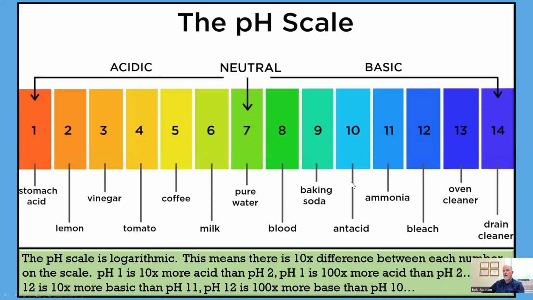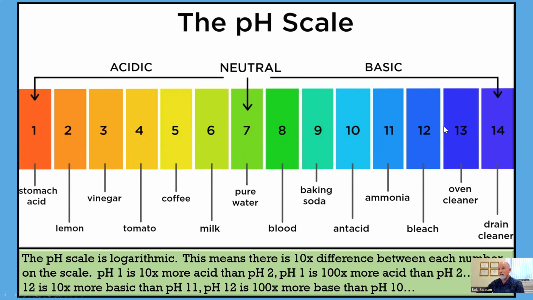Okay, the pH scale. This is one of the most important things to learn in this chapter. The scale goes from 1 to 14. There is a reason for that. I don't know that you'll go into that for elementary students, but it's because the ion product constant of water is 1 times 10 to the minus 14. And that makes that scale 1 to 14.